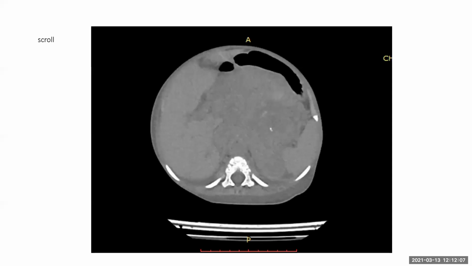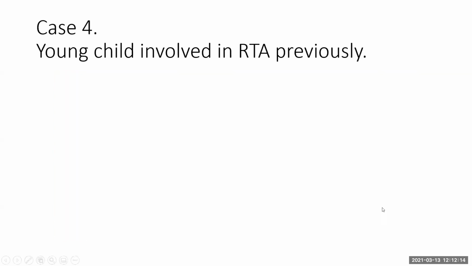So we come back to the next case. Yes, ma'am. So this is a young child involved in RTA previously. Yes, ma'am.